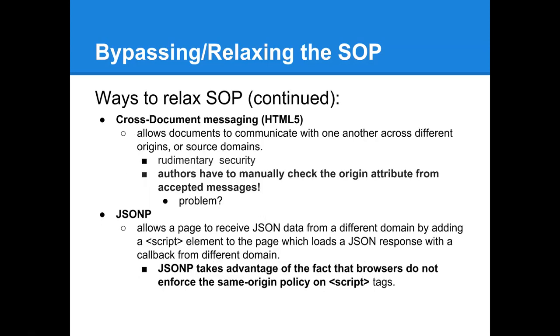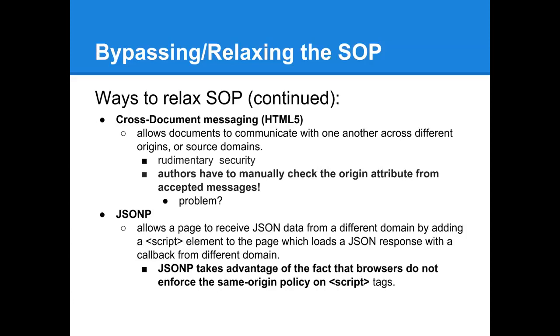Another way is cross-document messaging, which is something implemented in HTML5. It allows documents to communicate with each other across different origins or source domains. This method allows very crude security that has to be implemented manually. The way to do this is that the authors of the web services have to manually check the origin attribute from any accepted messages.